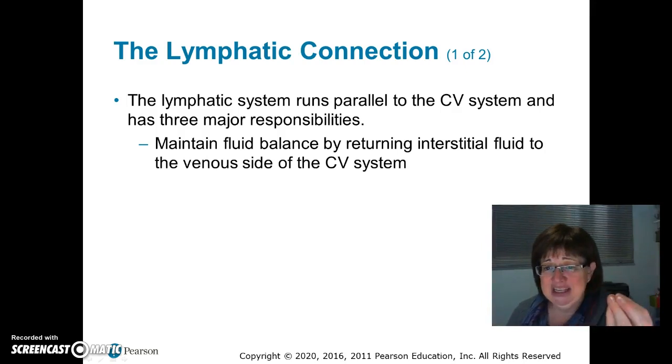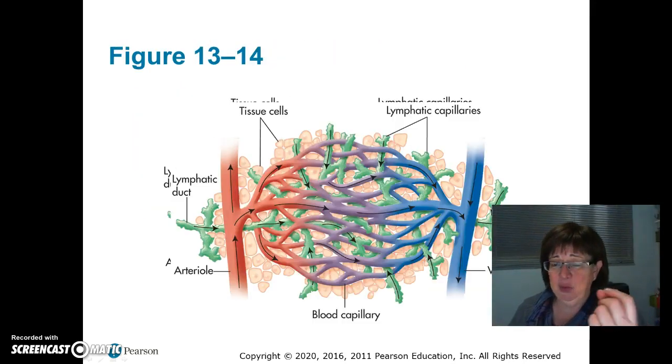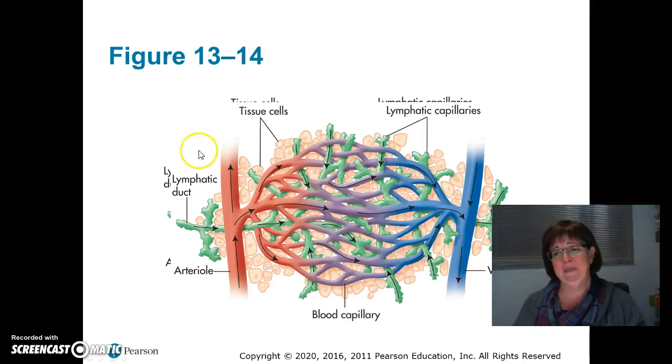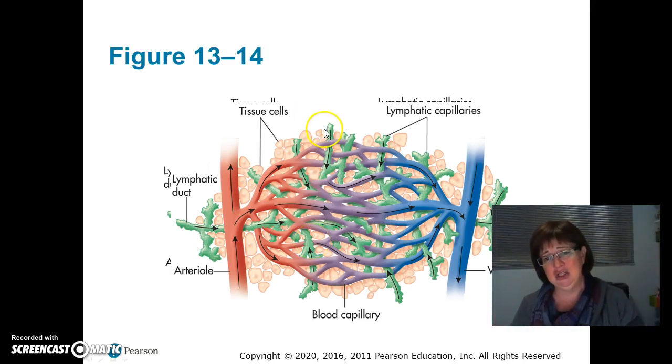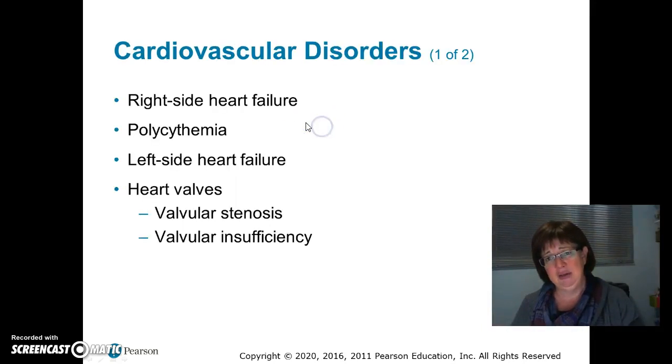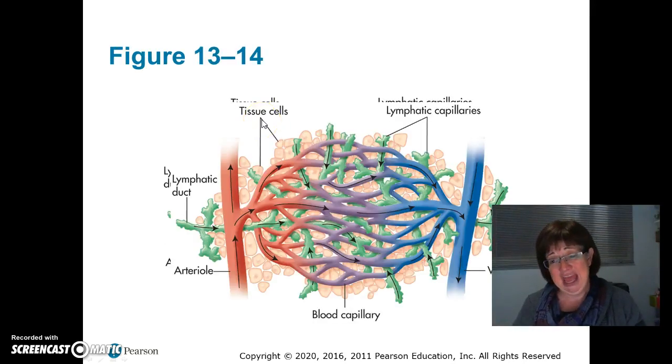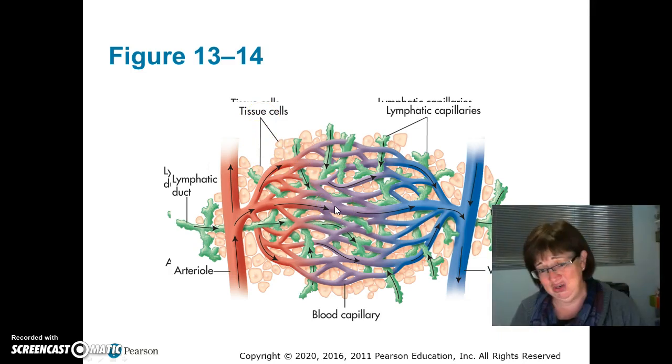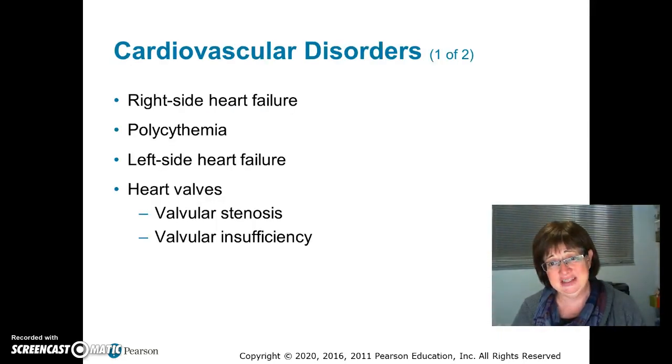Now, the last bit is the lymphatic system. When we look at the lymphatic system, those are the green tubes, and they're basically a system that runs parallel to the circulatory system and collects extra fluid. We'll talk about that in the following unit on the lymphatic system.